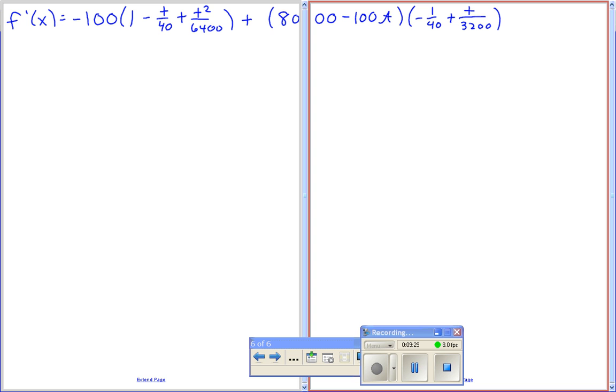Okay, now the reason, Shannon, okay, guys, can you please go here? The reason it goes that way is because the 2 comes down, times 2, so it's 2t over 6,400, just t over 3,200. Okay, that's f prime of x. Now, the question was, do I need to foil this out? I'm going to say no.